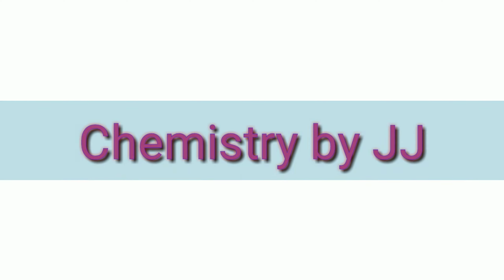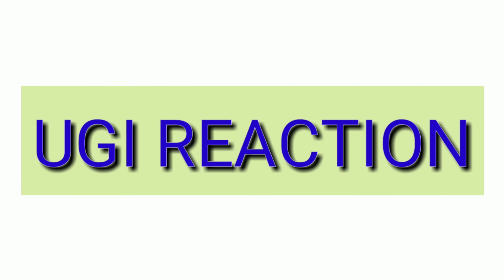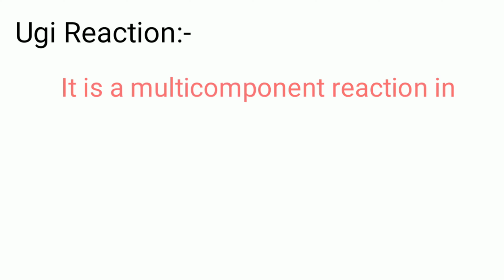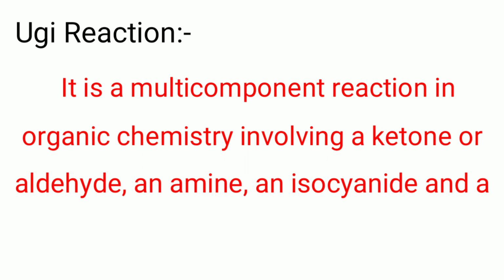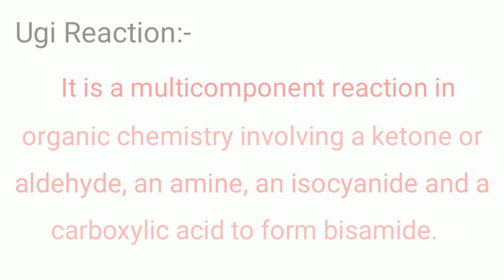It is another name reaction video. In this video, we are going to discuss the Ugi reaction. First of all, let's look at the reaction statement: the Ugi reaction is a multi-component reaction in organic chemistry involving a ketone or aldehyde, an amine, an isocyanide and a carboxylic acid to form bisamide.